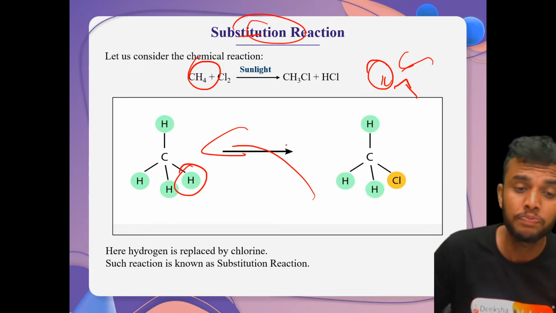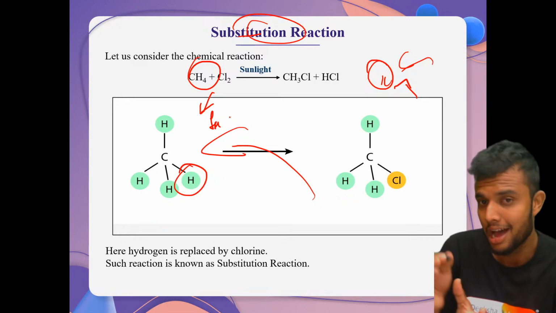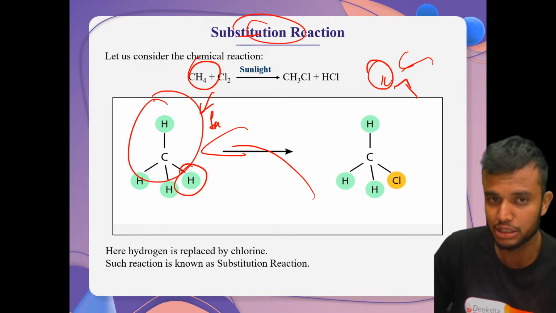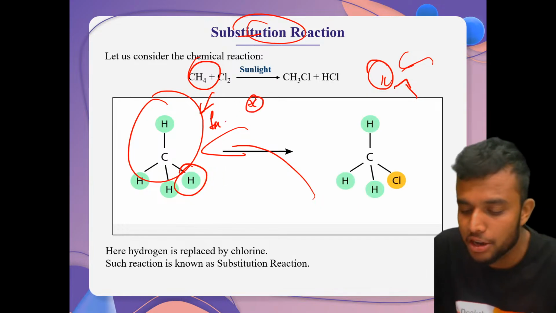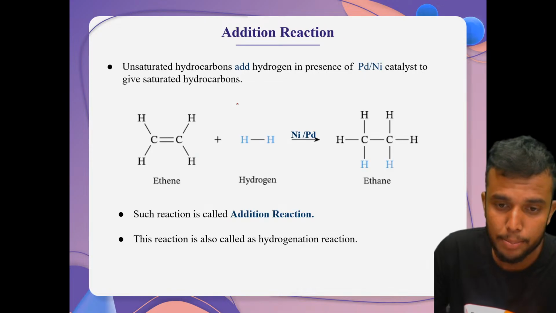These are called substitution. Similarly, the functional group is also a best example. The forming of a functional group is the best example for a substitution reaction. Students, only saturated hydrocarbons undergo substitution, not unsaturated ones.